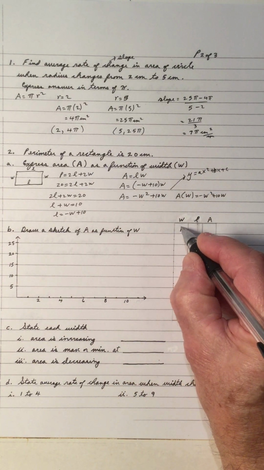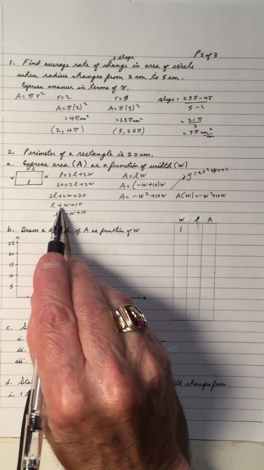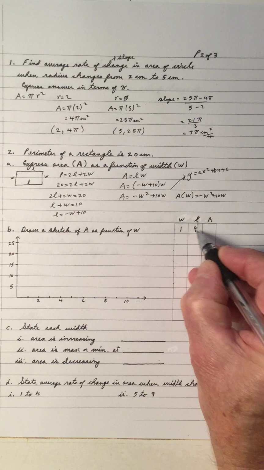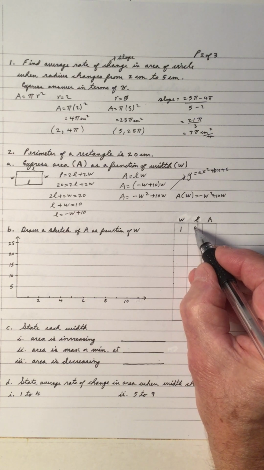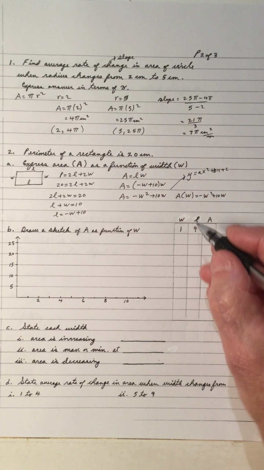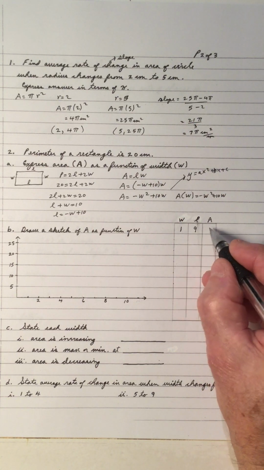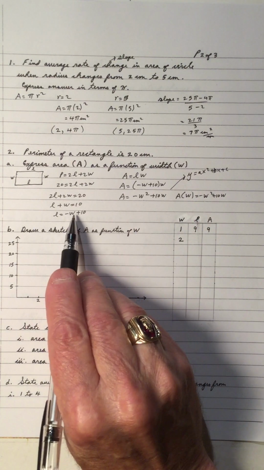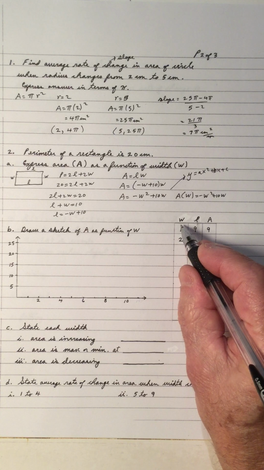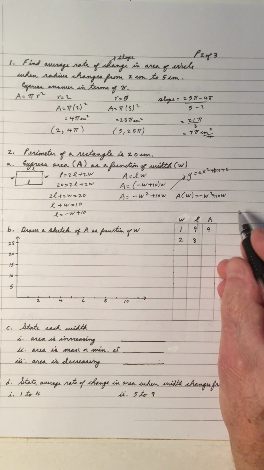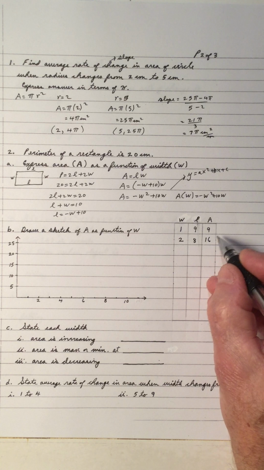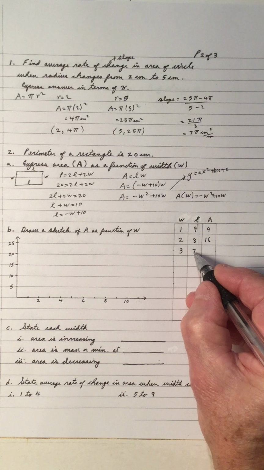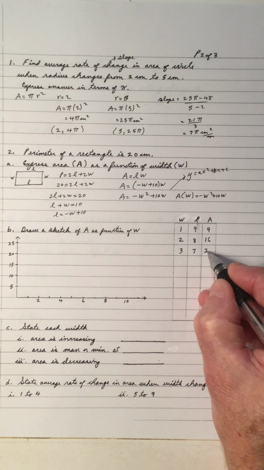So let's make the width 1. If the width is 1, that means the length is 9. So 1 plus 9 is 10, and there's 2 of them, so it's 20. So what's the area? Area is length times width, 9. When the width is 2, they have to add up to 10, so the length is 8, and the area is 16. If the width is 3, the length is 7, because they have to add up to 10, and the area is 21.